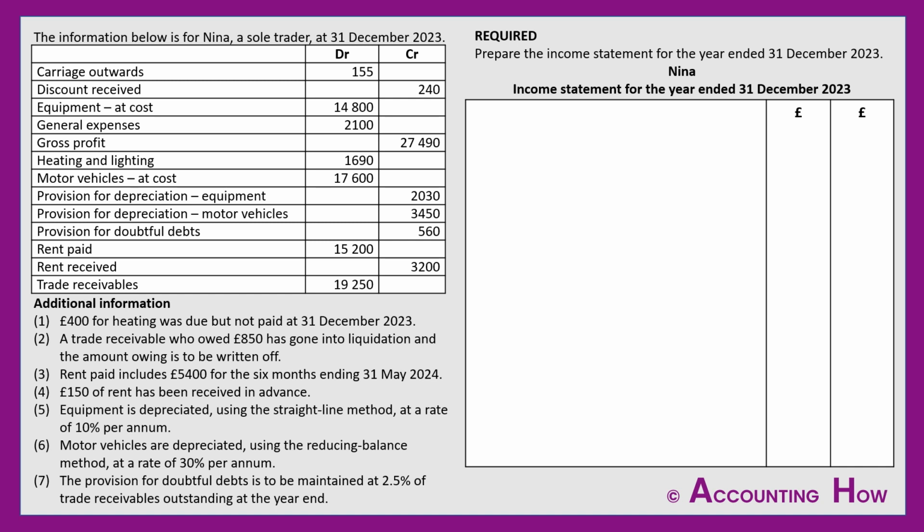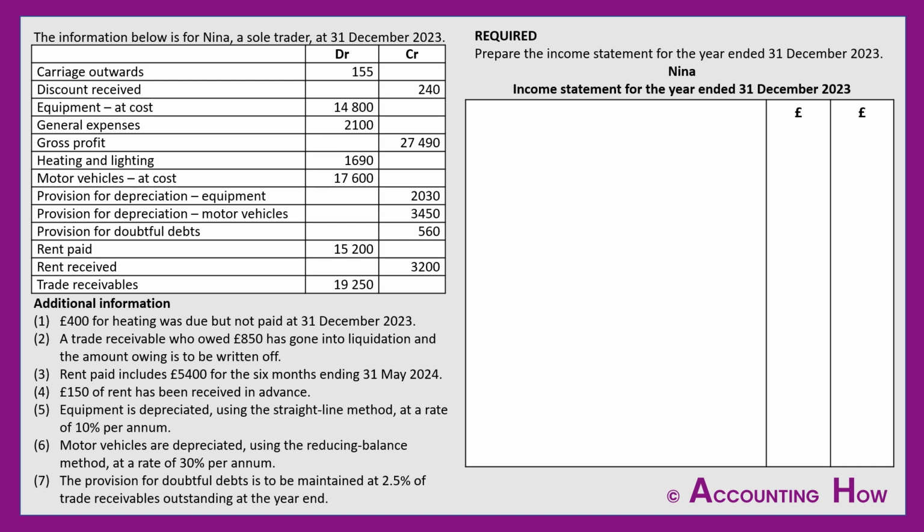So this one then, let's have a look. The information below is for Nina, a sole trader at the 31st December 2023. I have a quick look down the information and I can see carriage outwards, some discount, equipment at cost, some expenses. There's the gross profit figure. So as I say, Nina's already done the trading section of her income statement, and I'm going to be starting with that gross profit figure in a moment.